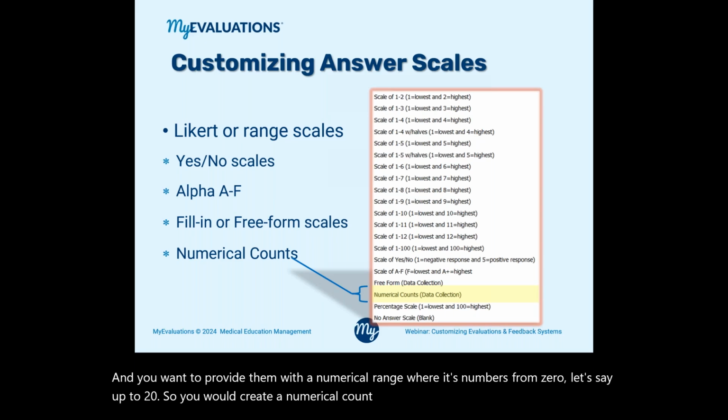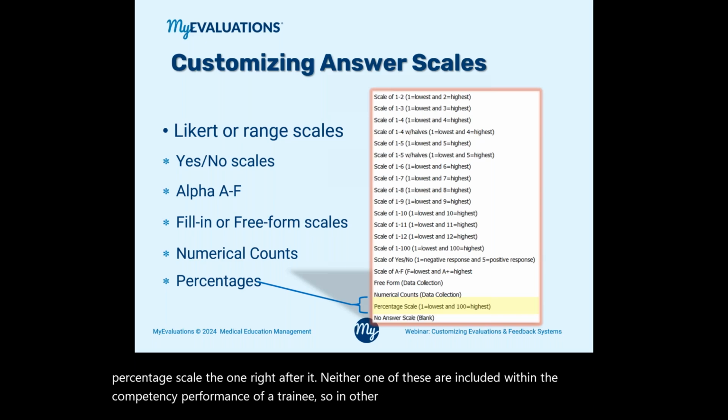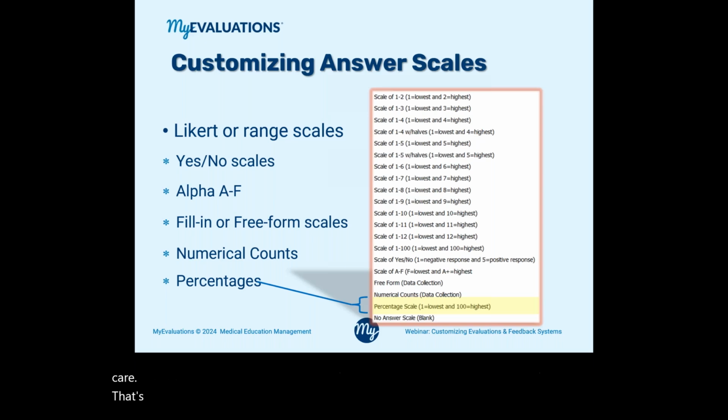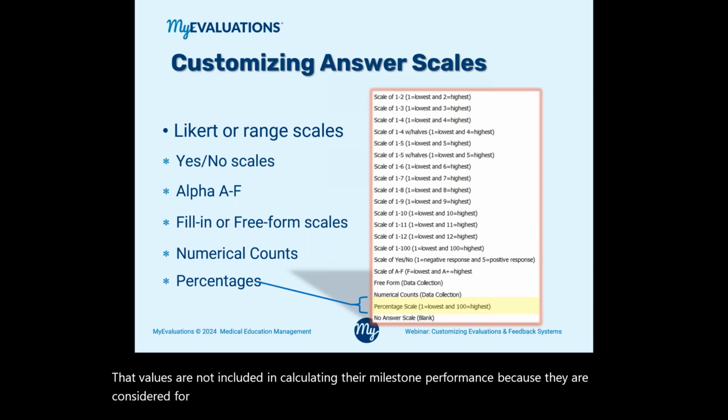The numerical count scale and the percentage scale, the one right after it, neither one of these are included within the competency performance of a trainee. So in other words, if you add a question into patient care that's based on a numerical count or a percentage scale, then those values are not included in calculating their milestone performance, because they are considered for measuring a count or a percentage of time.